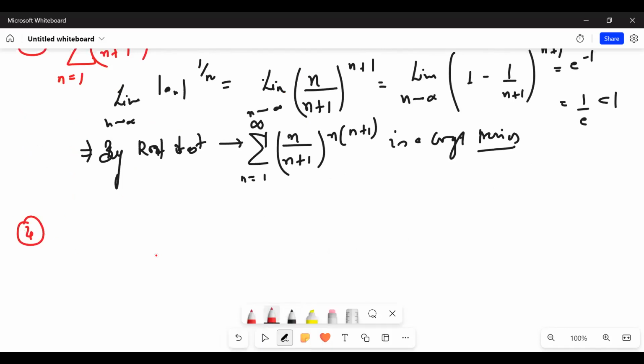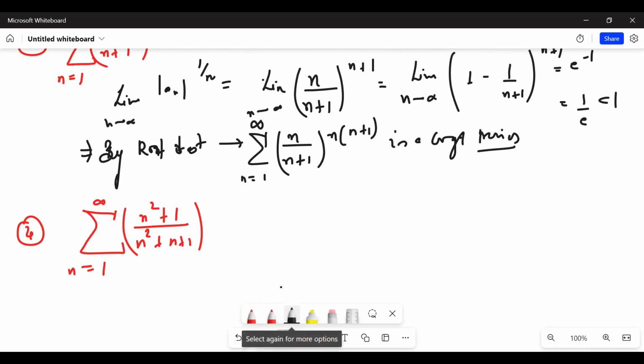What can be said about this series? See, what I can do is, in this particular series, it is raised to power n square. Again, the power is n square. Always in these cases, don't use the ratio test. The root test would be very beneficial for these series.